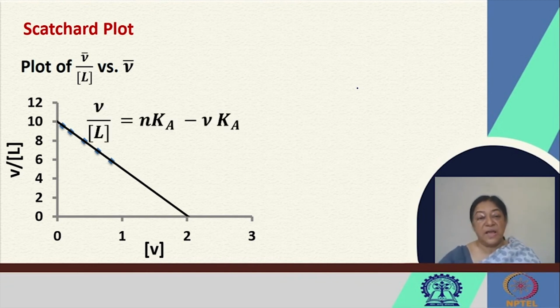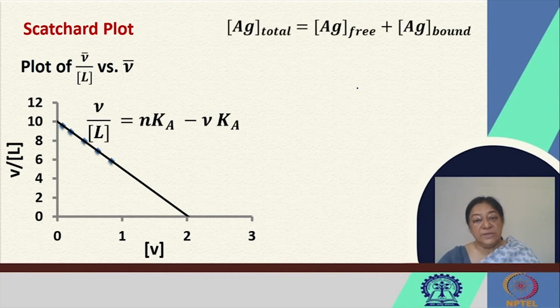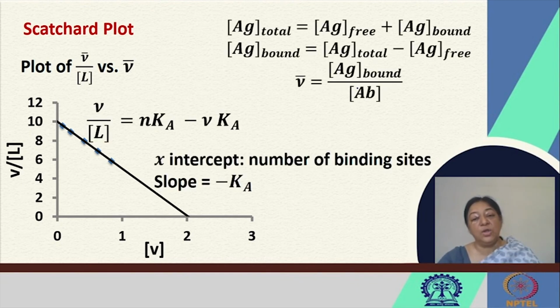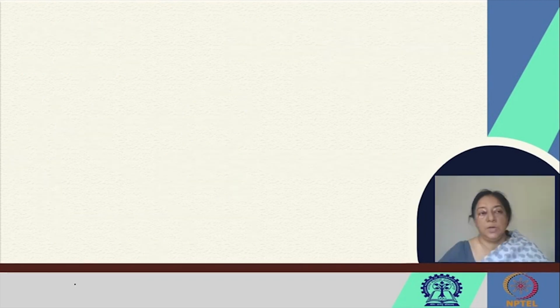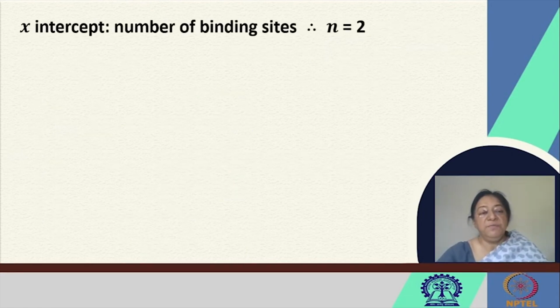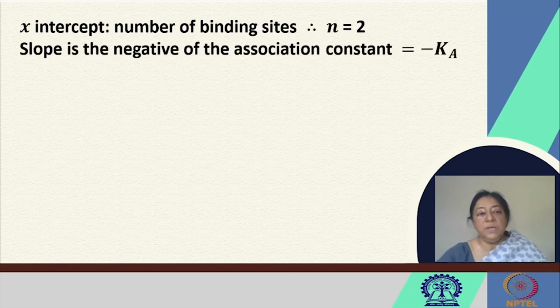What we see from this is that the information we get from the x-intercept gives us the number of binding sites, and the slope is equal to minus Ka. So if we do a bit of calculation here, we find that the x-intercept gives us the number of binding sites, which is equal to 2. From the slope, we get the negative of the association constant, minus Ka.